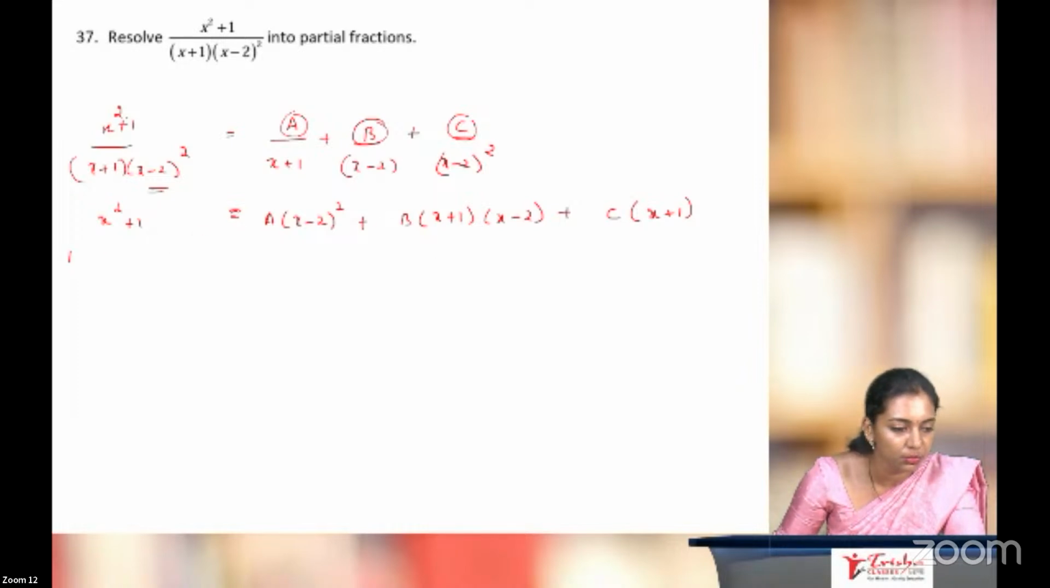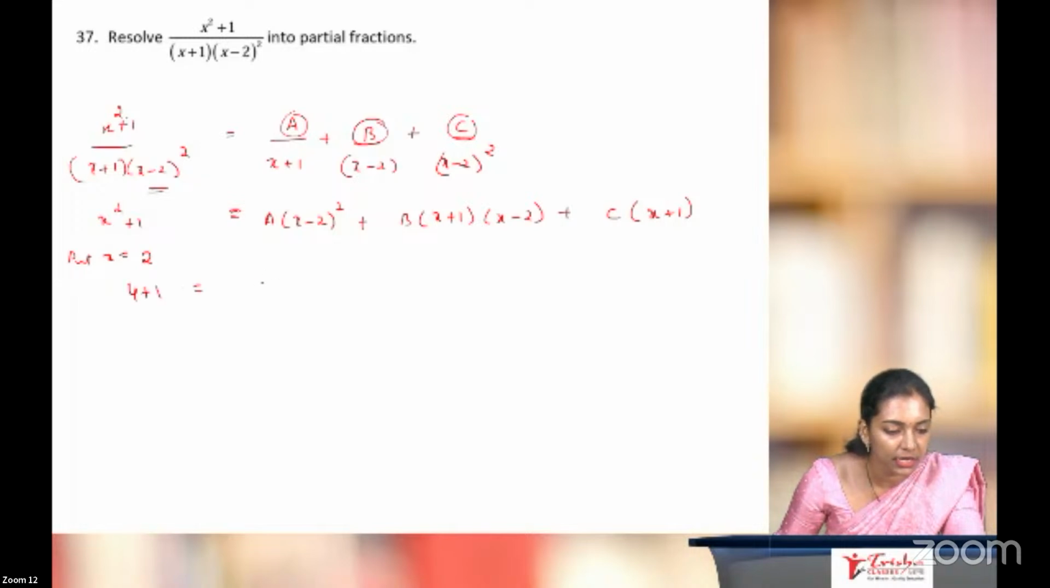So now what you have to do? Put x equal to plus 2. What happens when you put x equal to 2? This gets cancelled. Again, this gets cancelled. You can find the value of C. So here in the left hand side, you have 4 plus 1.